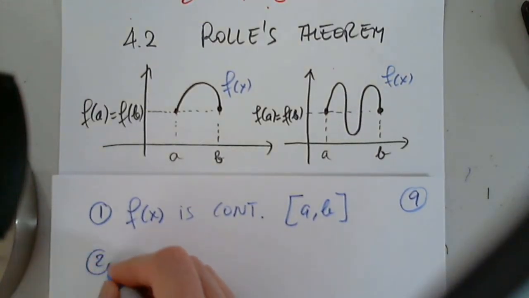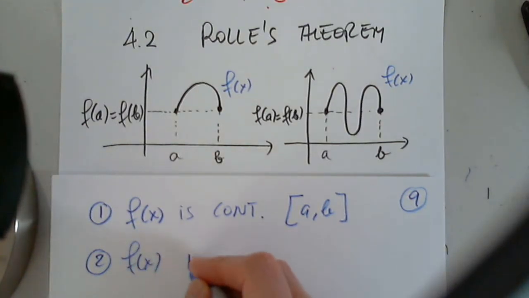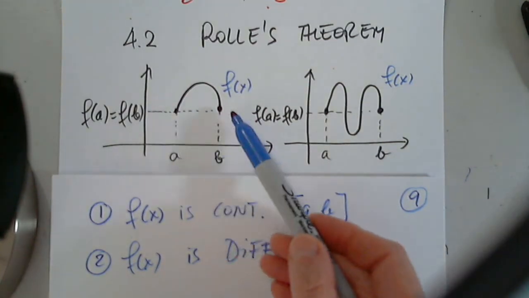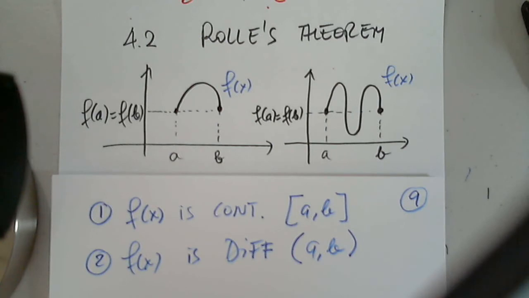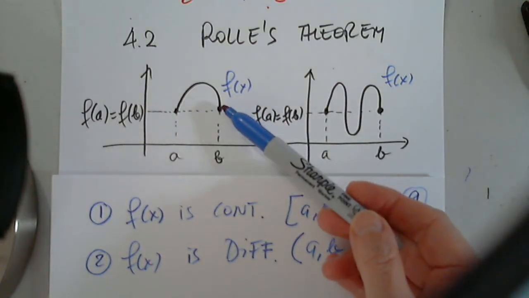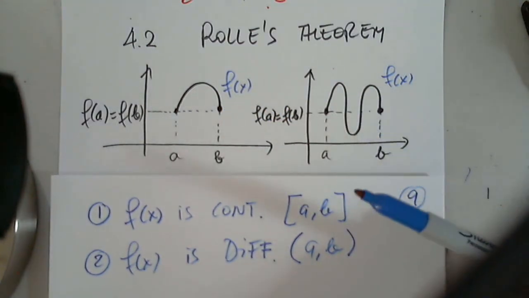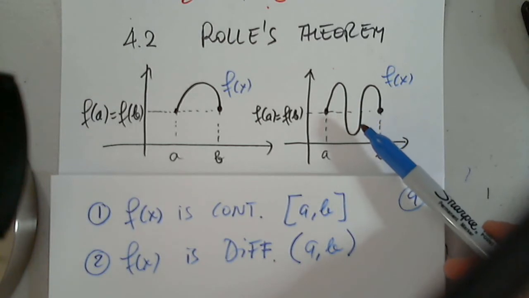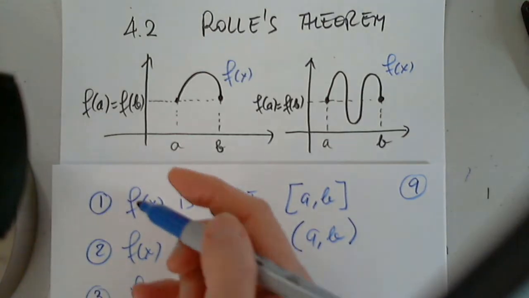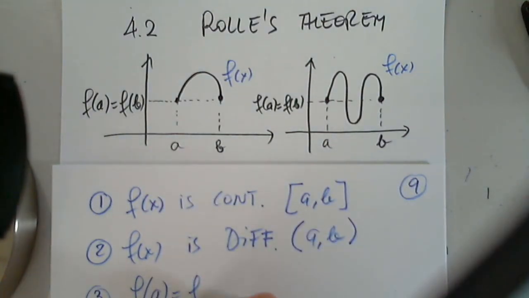Yes. Good. Would you agree that f of x is differentiable, at least on the open interval a comma b? We don't care if it's not differentiable at the endpoints. It can have a vertical tangent there. We don't care. So would you agree that the function is differentiable? It doesn't have gaps. It's continuous, right? It doesn't have corners. It doesn't have a vertical tangent. It doesn't have a cusp. So it's differentiable. Yes. Number three, would you agree by construction, it's very clear that f of a equals f of b?